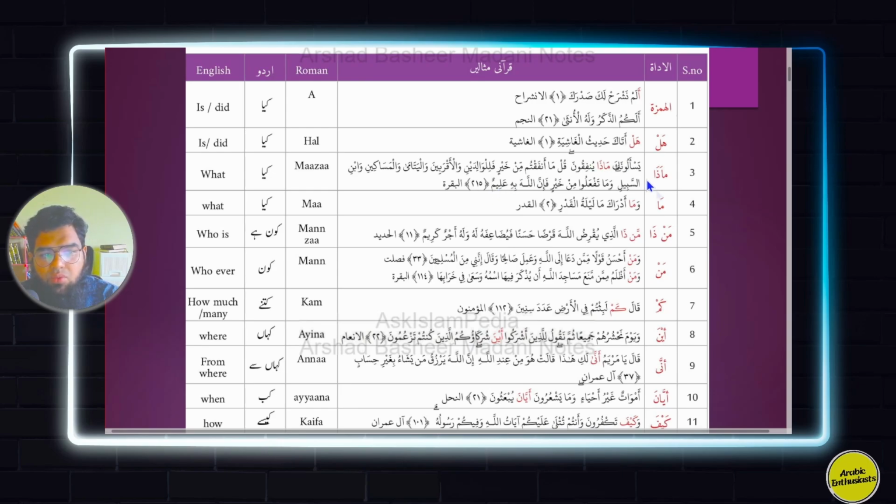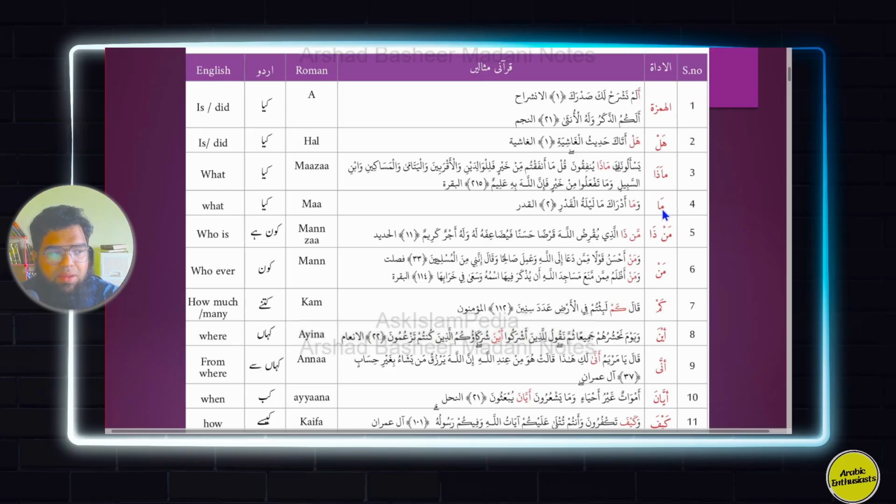So ماذا means what. Then we have ma also means what. Right? Ma also means what. So what's the difference generally? Mada is used for things, stuff like Mada ala al-maktabi, what is on the table, for example. But generally this is the same. Ma. Then various types of ma.